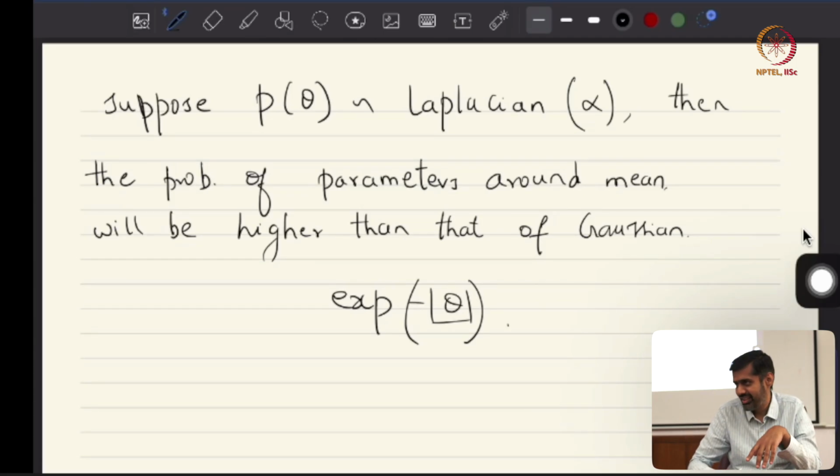Now you tell me, in the popular culture, when people teach ML, they'll say that L1 induces sparsity in the model.